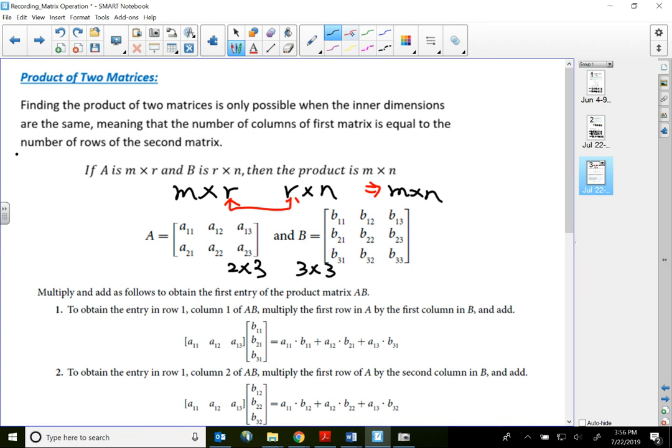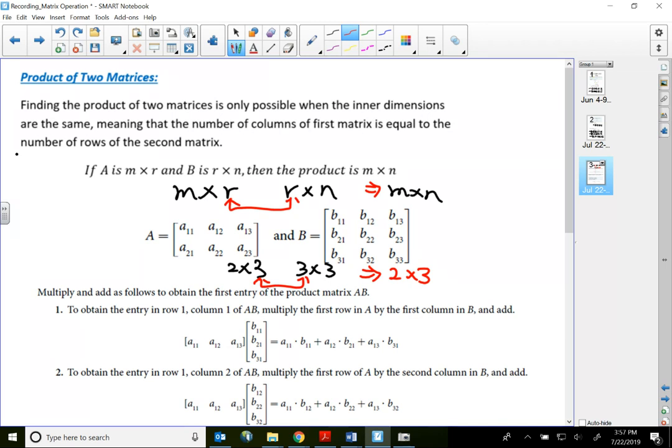Using my example here. When the two inner dimensions are the same, then the resulting matrix, the product of the two, if I take A times B, will be a 2 by 3 matrix. 2 by 3 times 3 by 3 will end up being 2 by 3. The resulting matrix is going to be 2 by 3.